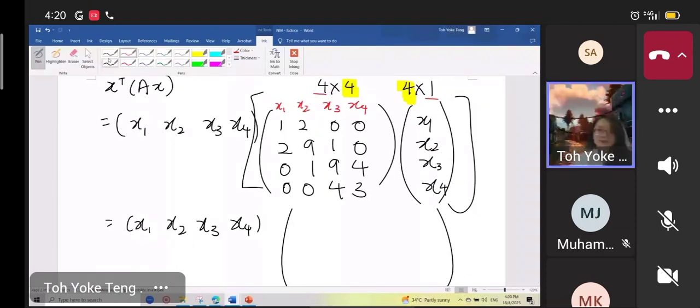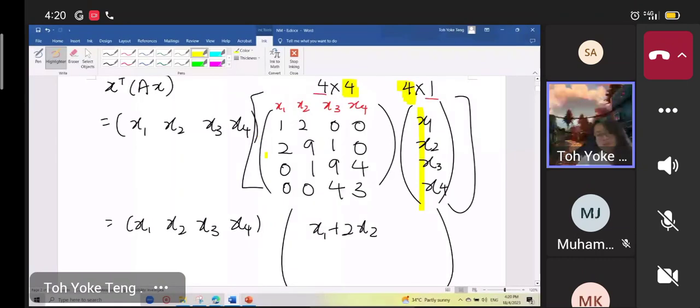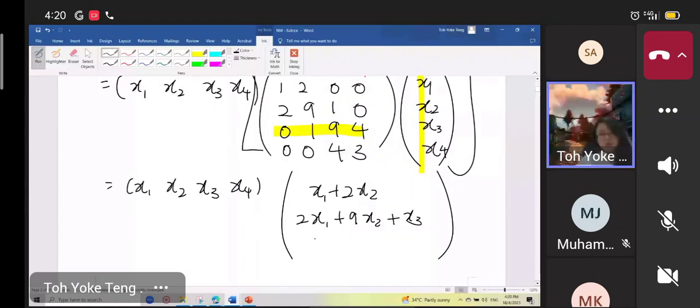So as you first go to here, just the same thing. You do the matrix multiplication. So you will get x1 plus 2x2. The other one is 0, so no need to write it, and then move to the second one, 2x1 plus 9x2 plus x3. The last one is 0, so I didn't write it. Move again to the third row here, so x2 plus 9x3 plus 4x4.